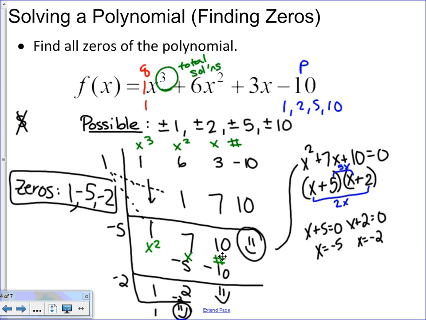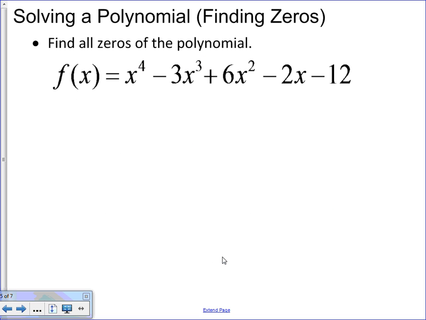Let's try one more. F of x equals x to the 4th minus 3x cubed plus 6x squared minus 2x minus 12. Could you please make a list of possible rational solutions? You can look back at your notes from yesterday. And then if you get your list done, could you please start checking to see if any of them work?